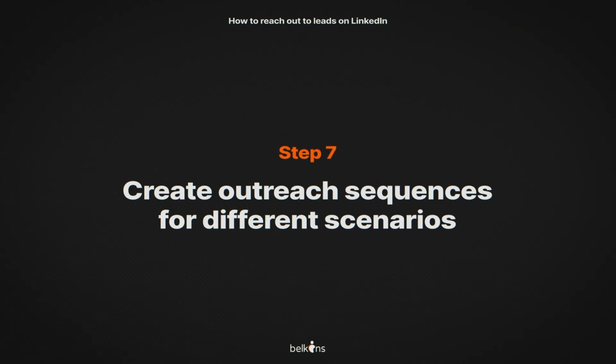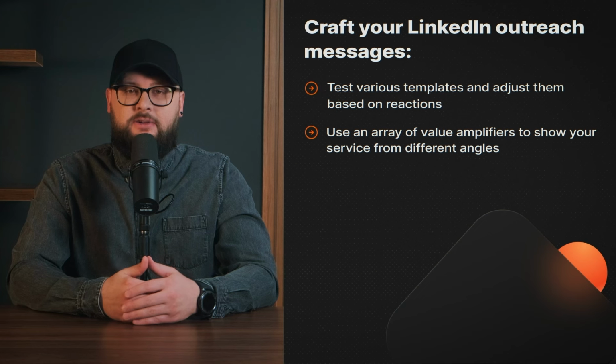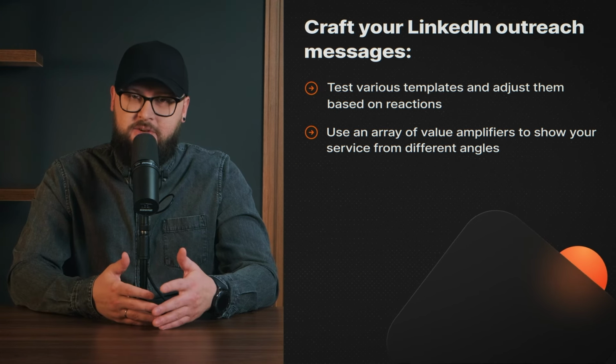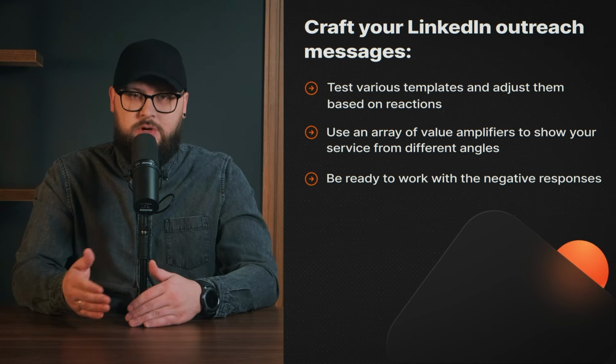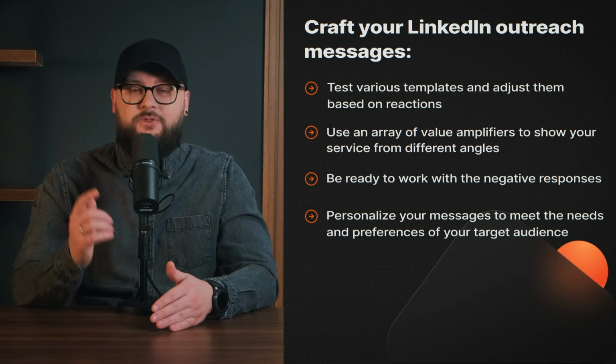Step 7, create outreach sequences for different scenarios. Craft your LinkedIn outreach message based on what your prospects care about and the pain points and struggles they're mentioning. Don't think of your outreach sequence as something rigid, or even use the same message for all your leads. Instead, test various templates and adjust them based on reactions. Use an array of value amplifiers to show your service from different angles. 100% be ready to work with negative responses, and personalize your messages to meet the needs and preferences of your target audience. Your goal here is to speak the most appealing language when contacting your prospects.